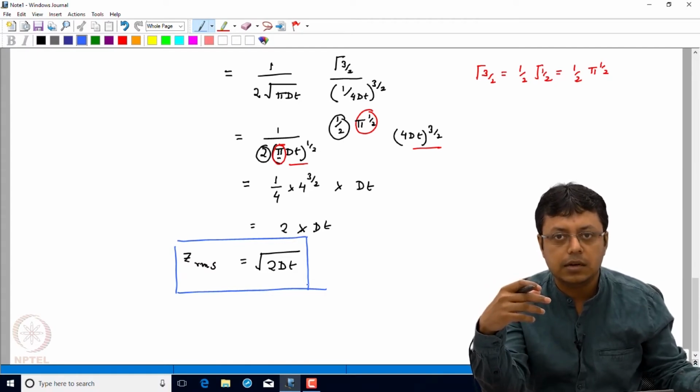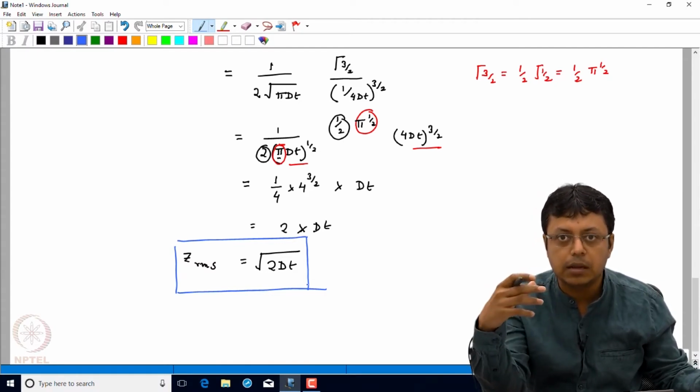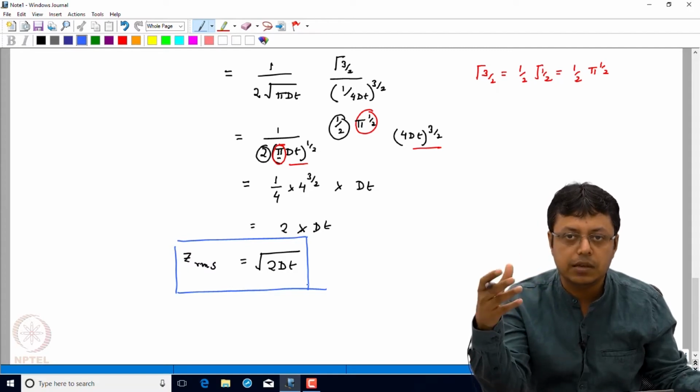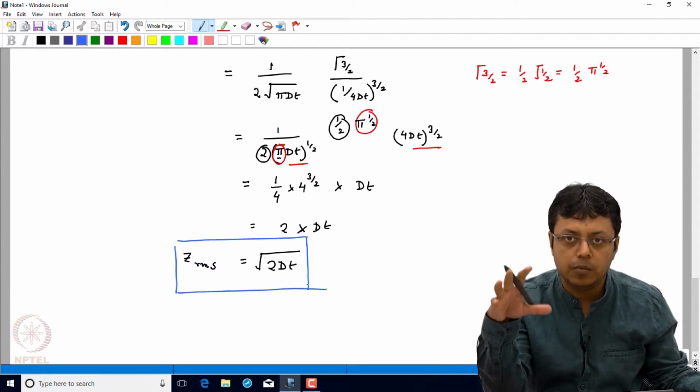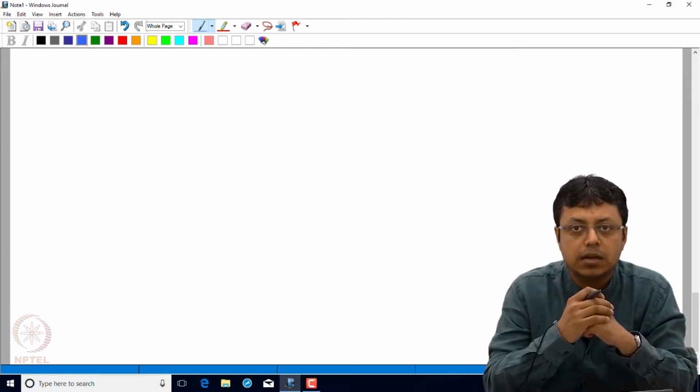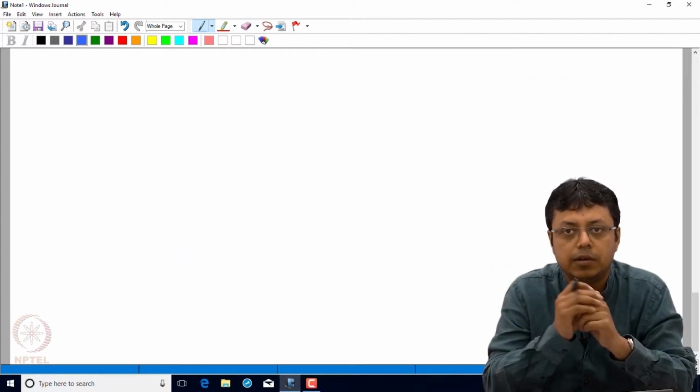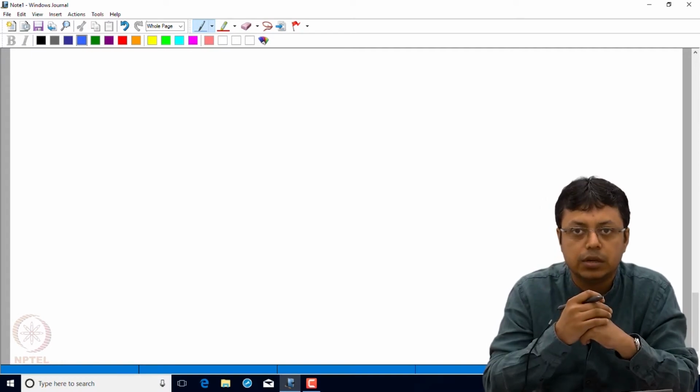Now let us first discuss the model for a Brownian particle and how it is diffusing inside a solution. Let us first try to formulate that. Now let us discuss what are the dynamics of a Brownian particle in a solution.